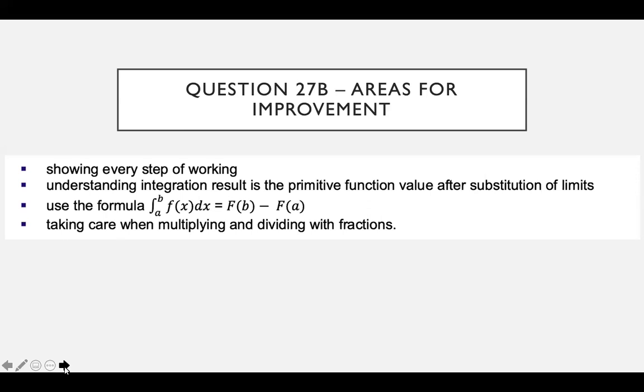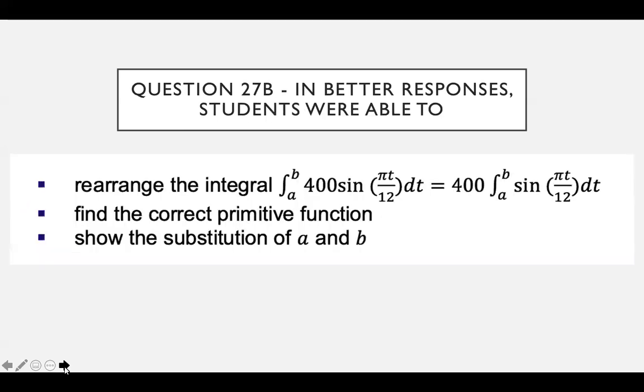That was really important. Well, in better responses, students were able to rearrange the integral by taking 400 out the front. That seemed to make the question easier to solve. They would find the correct primitive function, and then they would show the substitution of A and B. And if they followed those 3 steps, students were generally more able to get this question right.